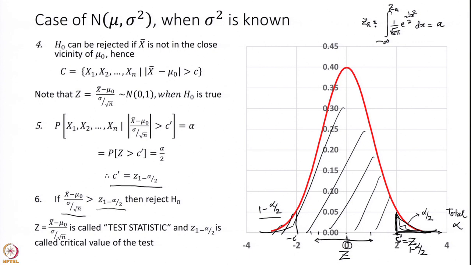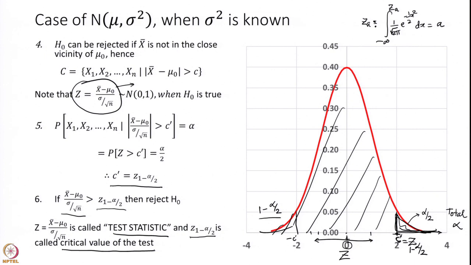In this, once again I say that the test statistic z, as a value of x bar, but as an estimator, is called a test statistic, as I have mentioned here. And small z 1 minus alpha by 2 is called the critical value of the test, because that is the value which decides the critical region.